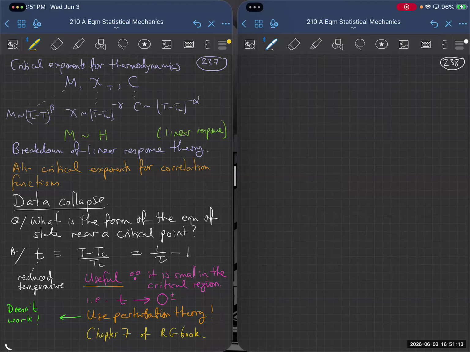Okay, so we're not going to do any of that. Of course, we're going to do something which only requires a few lines of algebra. So now let's write down the equation of state.